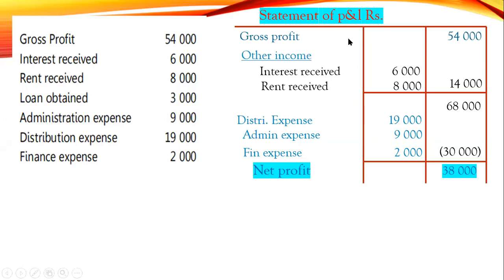Therefore, the net profit is 38,000. So we can come to the next question. We finish off the statement and come to the next question. Let's go for a question. This is a little bigger question than the previous one.